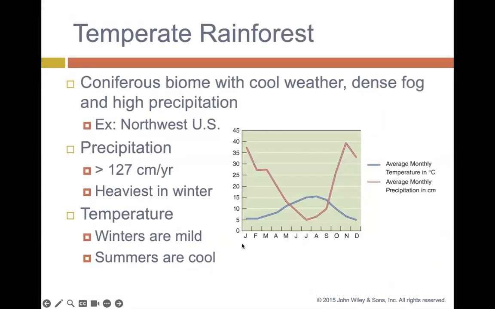and moose. The temperate rainforest is a coniferous biome with cooler weather, dense fog, and high precipitation. An example of this is the Northwest US, so think Seattle, Washington. Precipitation is very high. The heaviest is in winter, and temperatures are pretty nice. The winters are mild and the summers are cool.